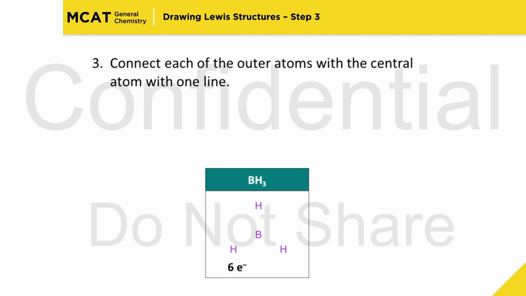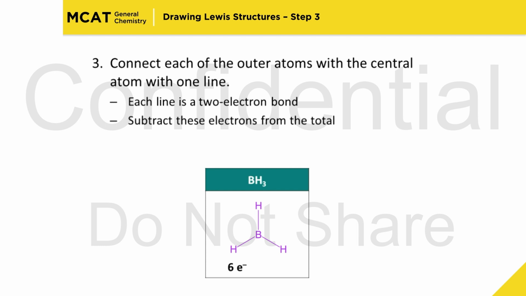Now step 3 is going to be to connect each of these particular atoms with the central atom using a line. Now the line represents a bond, and the bond represents 2 electrons. So we're going to subtract those from our total. Here we have 2 electrons in each of 3 bonds. 2 times 3 is 6, which leaves us with 0 electrons.